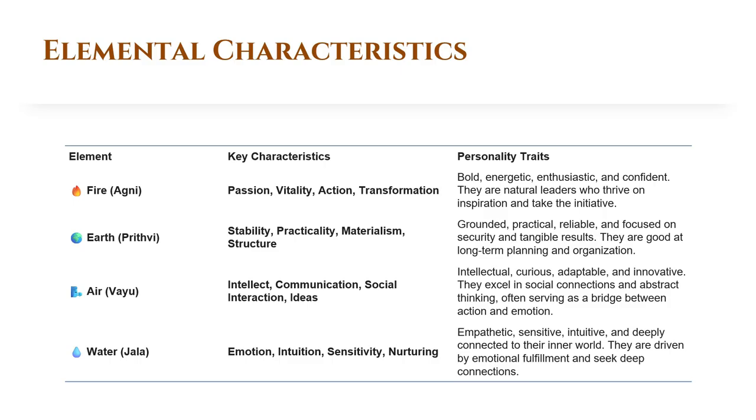Let's say he has more planets in Prithvi Rashis. What are the Prithvi Rashis? Second, sixth, and 10th. What is second? Taurus. Sixth is Virgo, and 10th is Capricorn. So these Rashis will represent practicality. Earth represents stability, practicality, structure. So that person will be grounded.